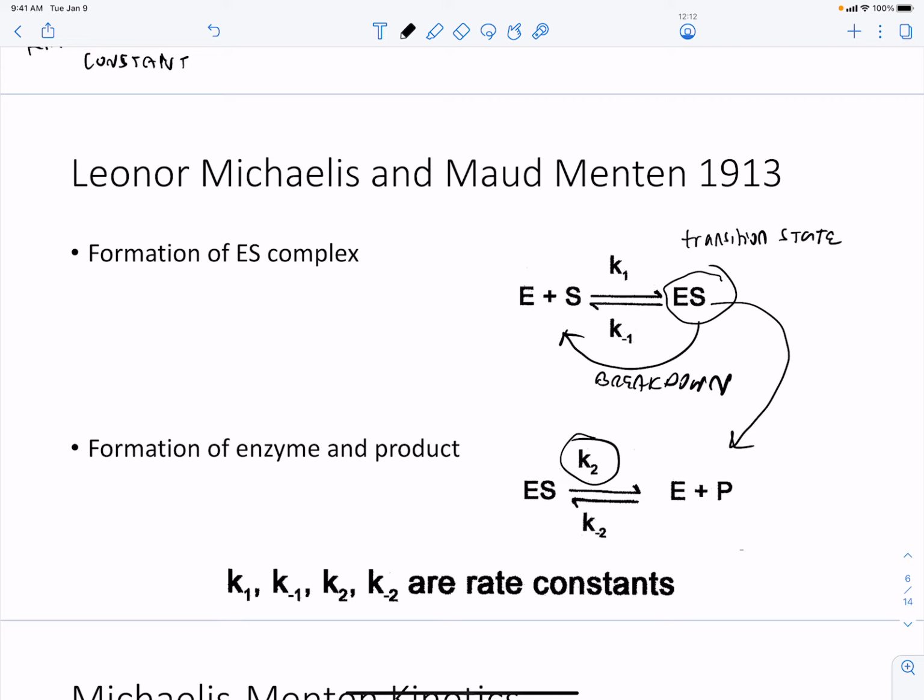Now the formation of the enzyme and product can go in reverse direction. So K2, or the enzyme that is going to catalyze K2, can go in reverse, and you can go back to the enzyme substrate complex. So this is the K-2. Now, most times in biological systems, this is ignored because you're trying to push towards the product, but many enzymes can go in the reverse direction. And all of these Ks are just simply rate constants. How favorable is it to move to the product? How favorable is it to go back towards the substrate?